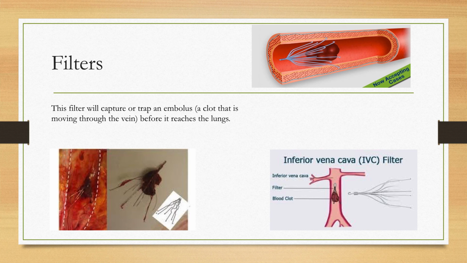When oral anticoagulations cannot be used or don't work well enough, a filter known as a Greenfield filter or an IVC filter, inferior vena cava filter, can be inserted through the groin into the inferior vena cava, which is the large vein that brings blood back to the heart. This filter will capture or trap an embolus before it reaches the lungs.